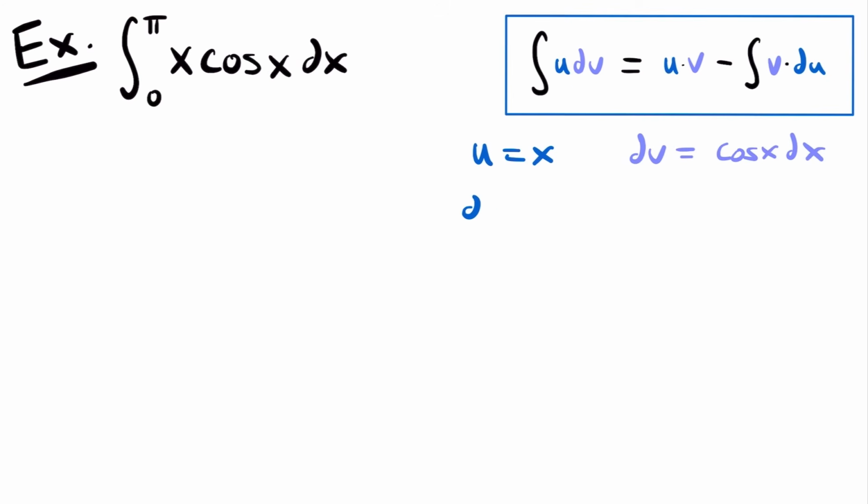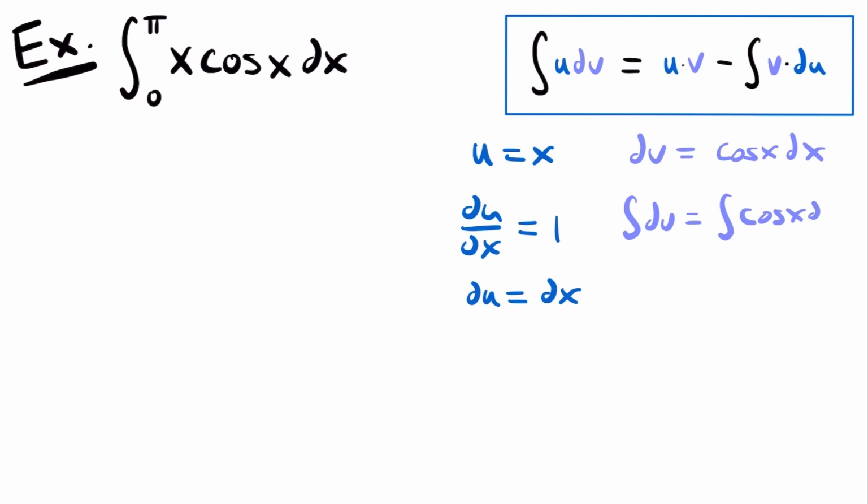All right, and so du dx, the derivative of u, will be equal to 1, since the derivative of x is 1, which means that du is equal to dx. All right, and then the integral of dv will be equal to the integral of cosine x dx, and the integral of cosine x is sine x, and so we have v is equal to sine x.